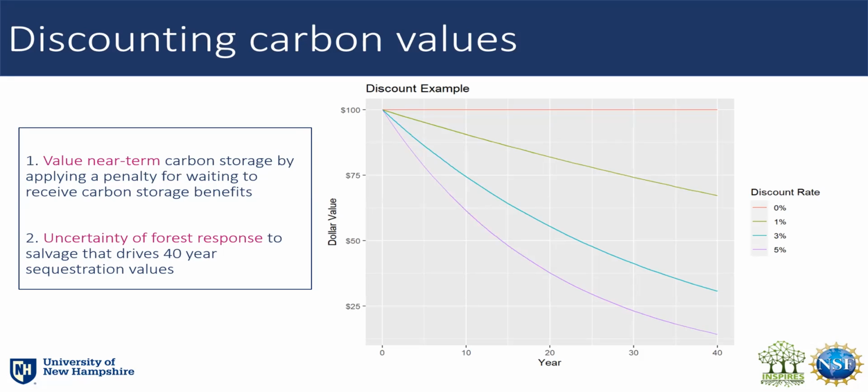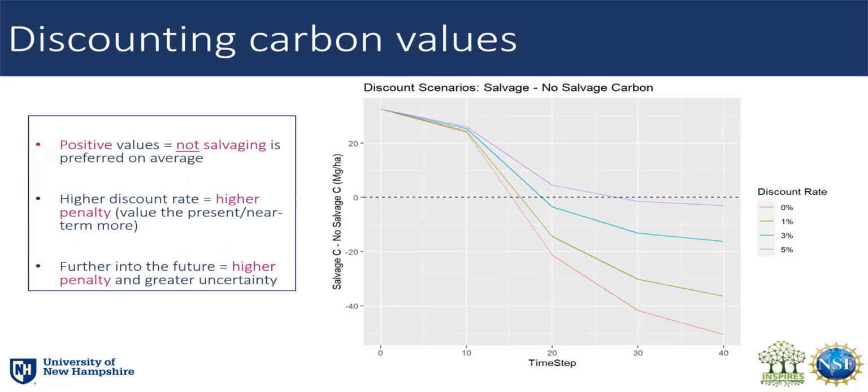If we take that concept and apply it to carbon, again we're trying to capture that preference for near-term carbon savings instead of having to wait, where there's a greater uncertainty that the forest may respond in a way that will repay those initial carbon debts. As we increase the discount rate to 5%, there's less of a difference between the salvage and no salvage response, and there may be more scenarios where you may choose not to salvage. In this image, the positive values are where choosing not to salvage stores more carbon, and the negative values are where salvaging stores more carbon and is preferred from a carbon perspective.